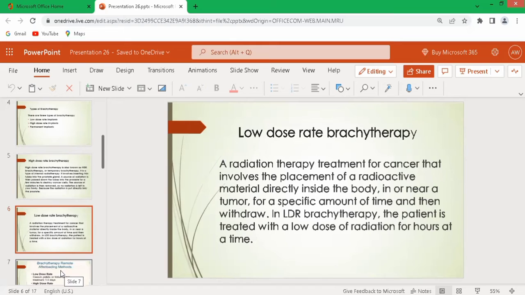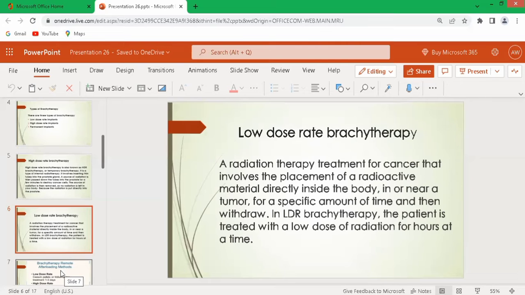And low dose rate brachytherapy: a radiation therapy treatment for cancer that involves the placement of a radioactive material directly inside the body, in or near a tumor, for a specific amount of time and then withdrawn. Basically, LDR brachytherapy is serious and very expensive, and there is permanent brachytherapy.